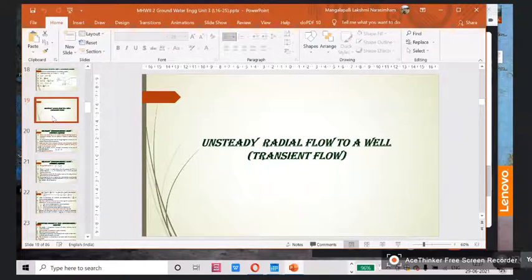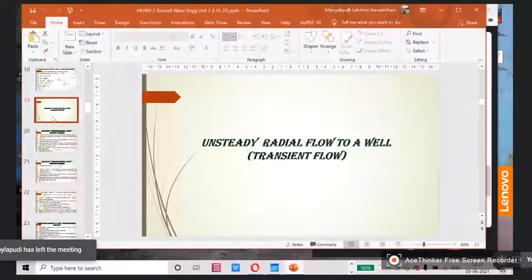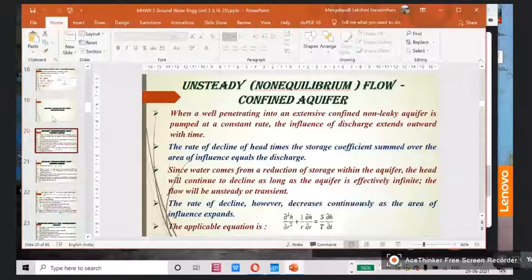So the flow will be changing, increasing and also decreasing. So that is what is called as unsteady or transient flow. So we are supposed to consider the governing equations for unsteady flow also. So these are called as unsteady or non-equilibrium equations. Again, these equations we will derive for confined aquifer as well as unconfined aquifer.